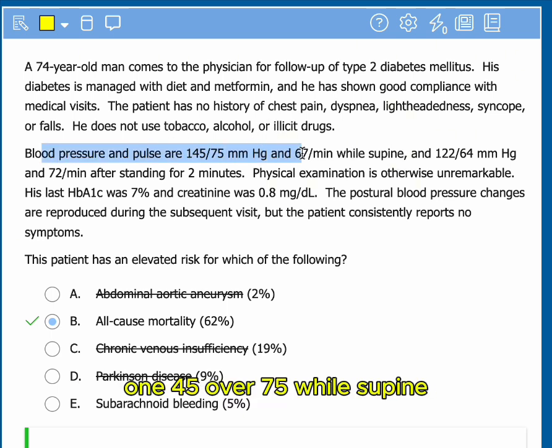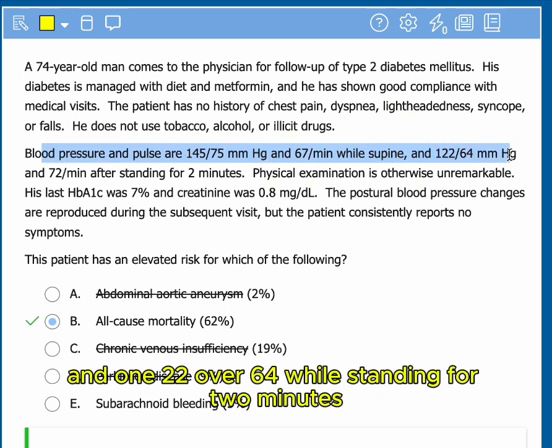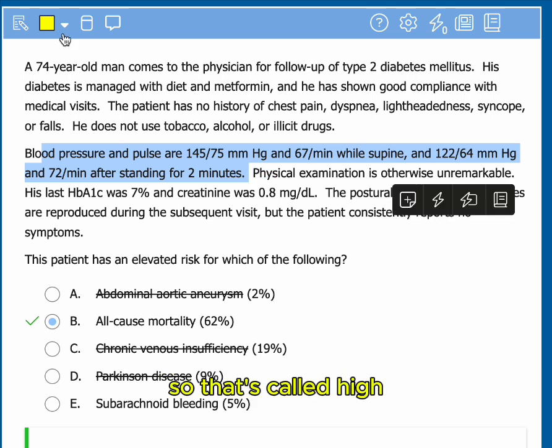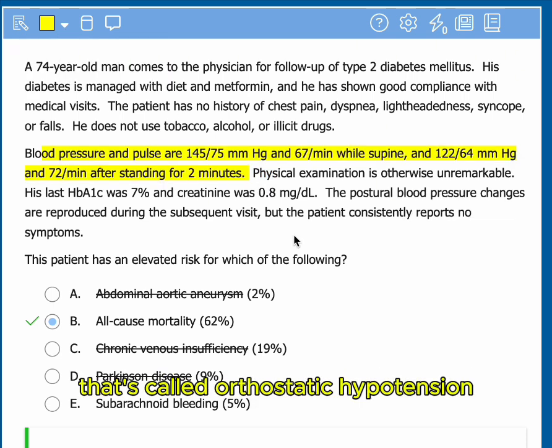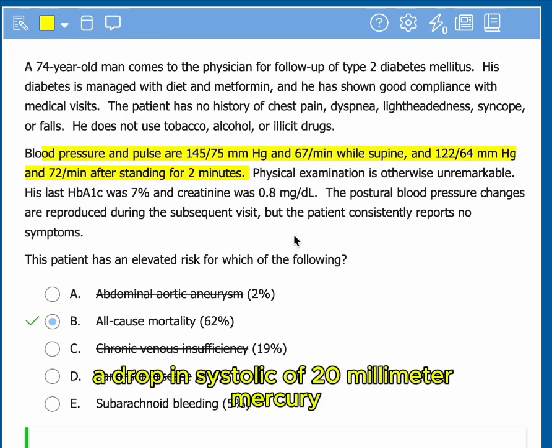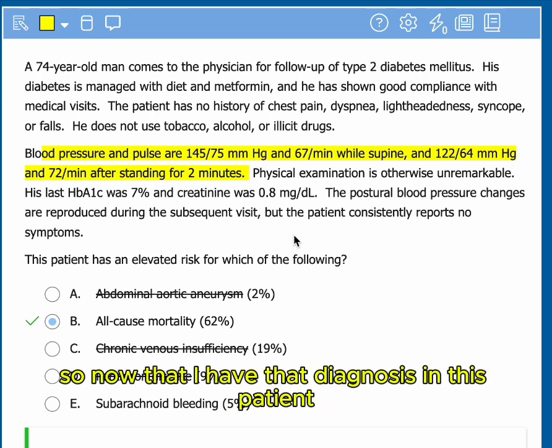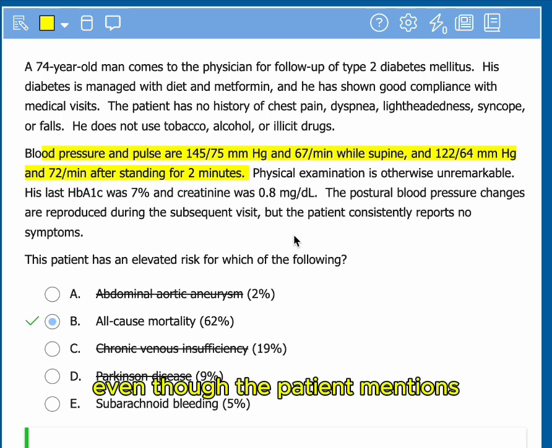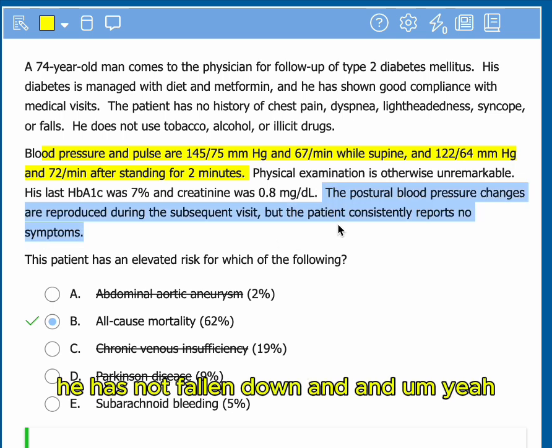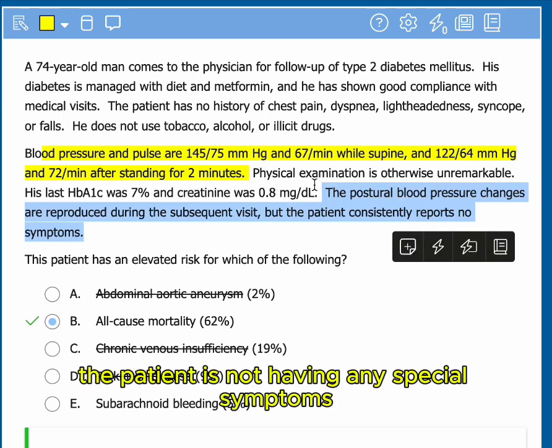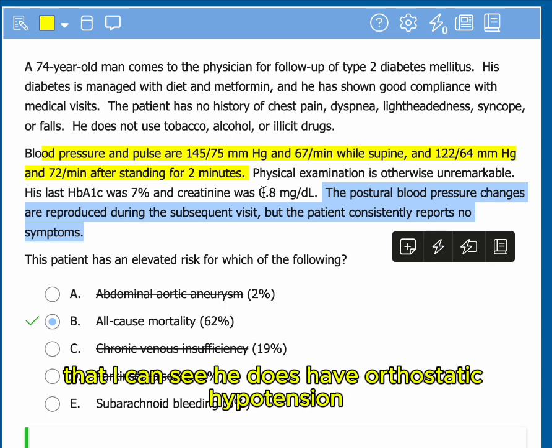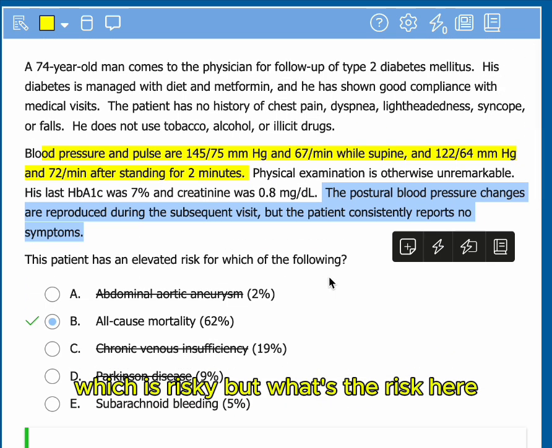Blood pressure 145/75 while supine, and 122/64 while standing for 2 minutes. So that's called orthostatic hypotension. A drop in systolic of 20 millimeters of mercury or a drop in diastolic of 10 millimeters of mercury is called orthostatic hypotension. So now that I had that diagnosis in this patient, even though he mentions he has not fallen down and is not having any special symptoms that I can see, he does have orthostatic hypotension, which is risky. But what's the risk here?